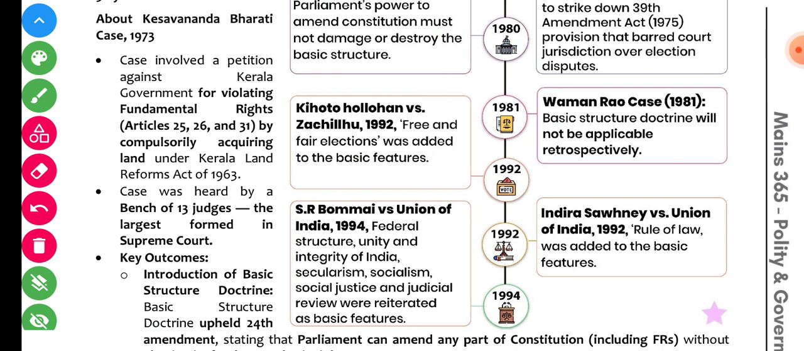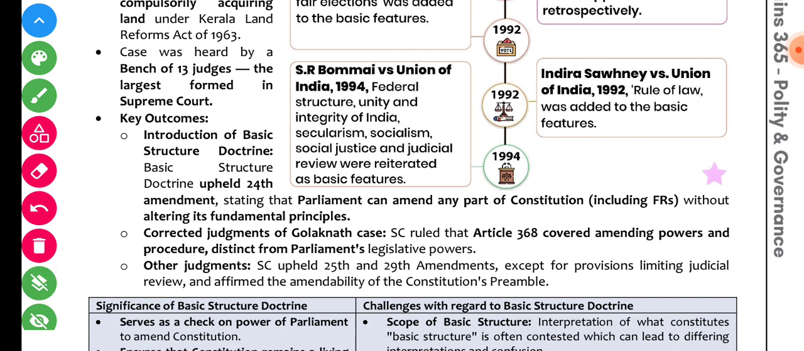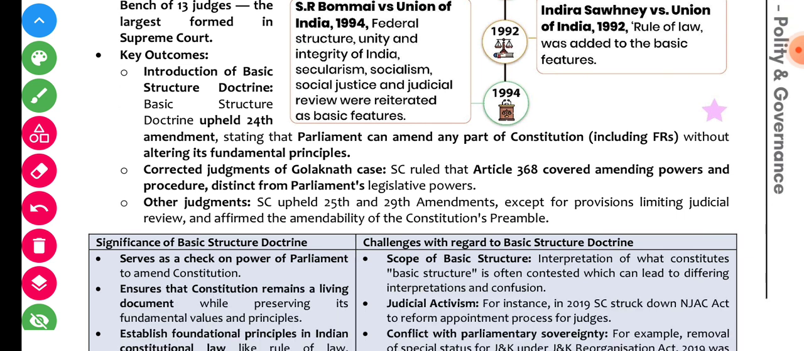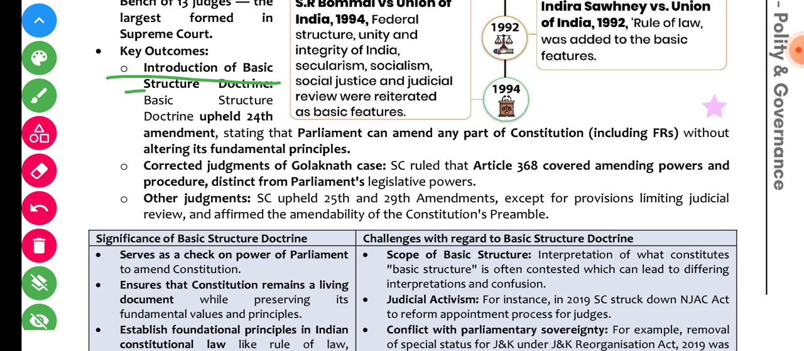The case involved a petition against the Kerala government for violating fundamental rights, Articles 25, 26 and 31, by compulsorily acquiring land under the Kerala Land Reforms Act of 1963. This case was heard by a 13-judge bench, the largest formed in the Supreme Court. And what are the outcomes of this 13-judge bench? The introduction of the basic structure doctrine.